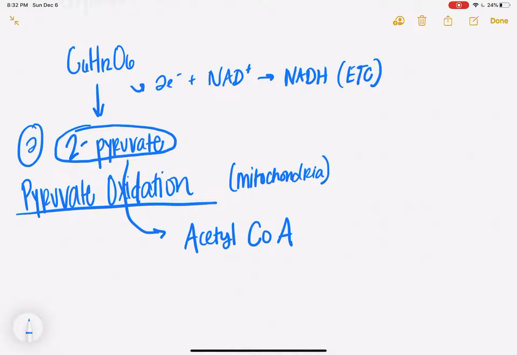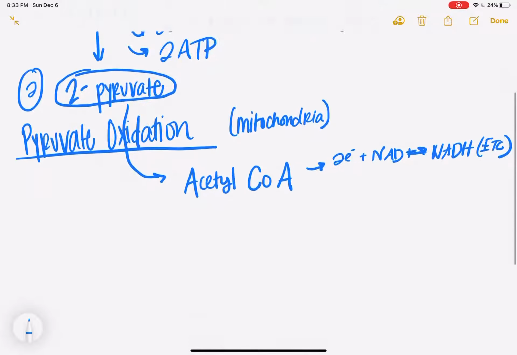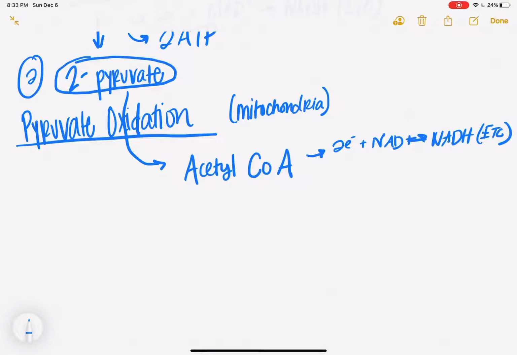Okay. Here, same thing as well. You're going to lose 2 electrons that are going to be picked up by NAD+ to form NADH. That's also going to the electron transport chain. You're also going to release in this one 2 ATPs. Now this step is not going to release any ATPs, okay, in the pyruvate oxidation step.